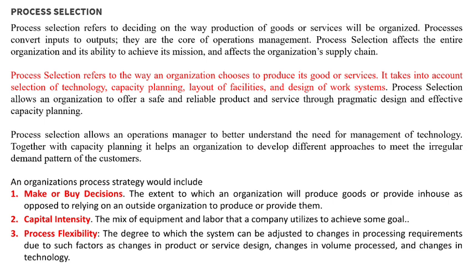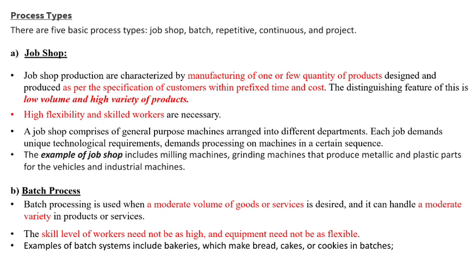Second one, capital intensity. It is the mix of equipment and labor that a company utilizes to achieve some goal. You need a mix of both resources, labor as well as equipment, to achieve a goal. And the third one is process flexibility, the degree to which the system can be adjusted to changes in processing requirements due to factors such as changes in product or service design, changes in volume processed, and changes in technology. So these 3 factors will decide the process strategy, what you need to do.